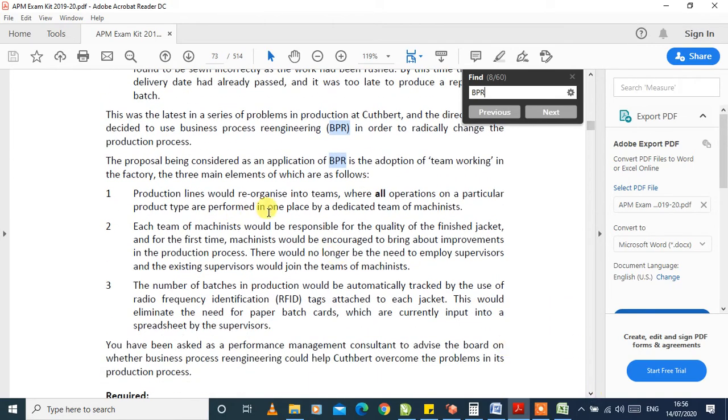Production lines would reorganize into teams. So that's what I was talking about, where all operations on a particular product type are performed in one place by a dedicated team of machinists. Each team of machinists would be responsible for the quality of the finished check. And for the first time, machinists would be encouraged to bring about improvements.